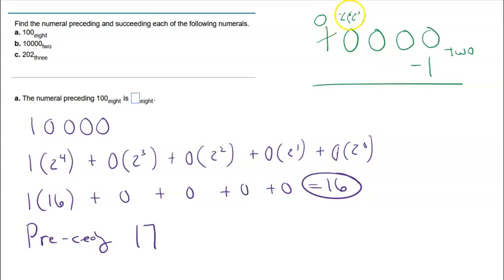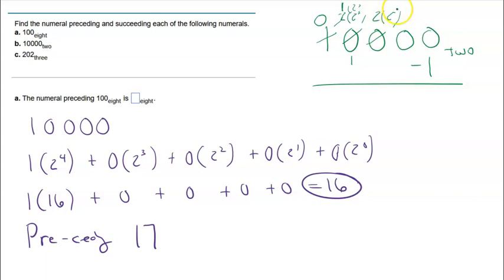But I'm going to borrow one of these 2 times 2 to the 3rds. Okay, I'm going to make it a 1. Now it's a 1 times 2 to the 3rd. In other words, this is a 1 now. And I'm going to scoot that one over. Okay, and I'm going to make that 2 times 2 squared.